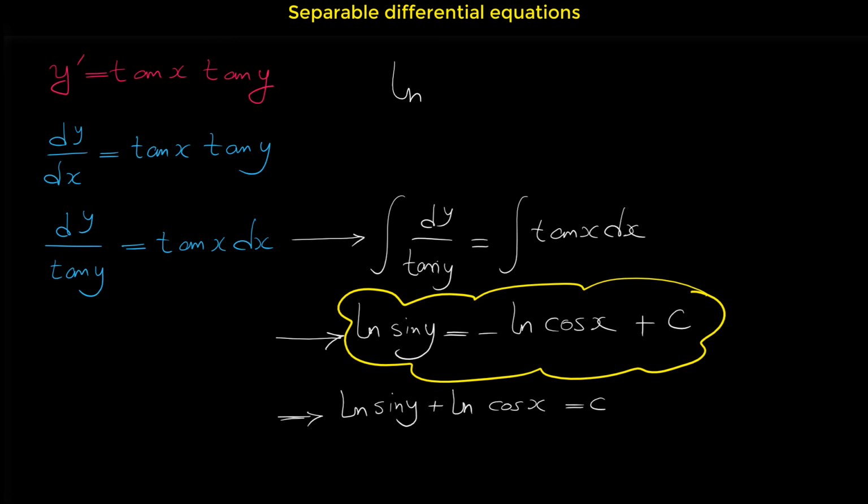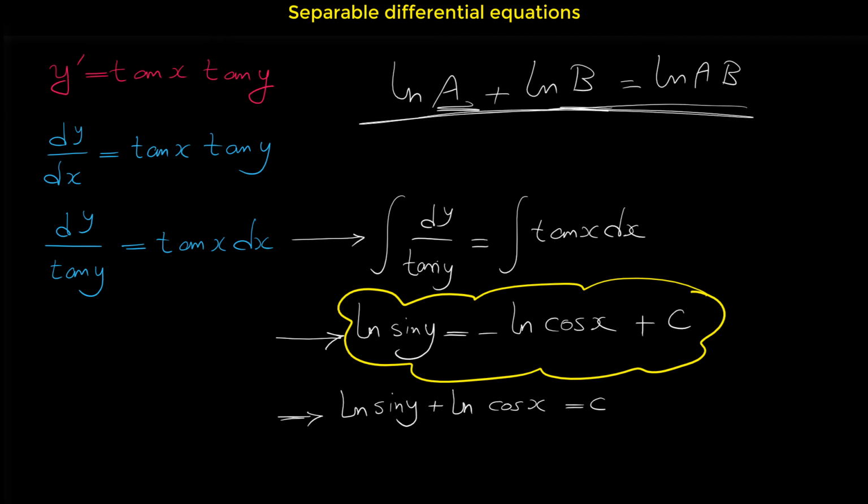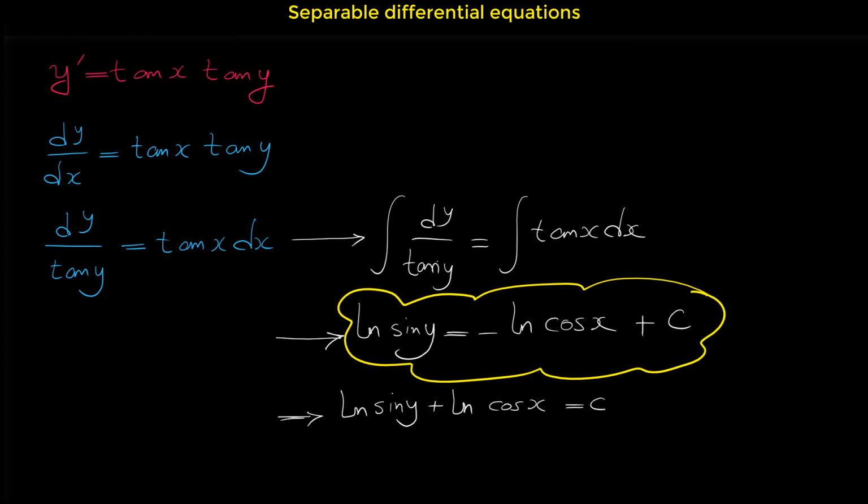We know that ln of any expression plus ln of another expression can be written as ln of the multiplication of those expressions. ln of a plus ln of b is ln of ab. This is one of the properties of logarithmic functions in general. So we can write this as ln of sine of y times cosine of x equals c.